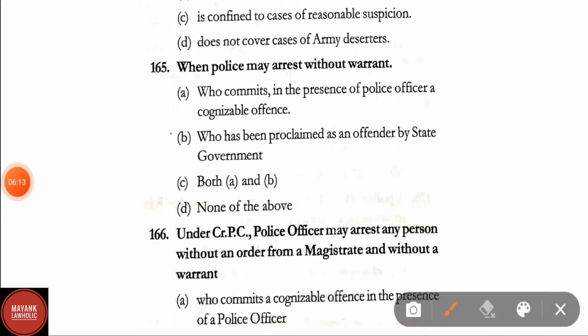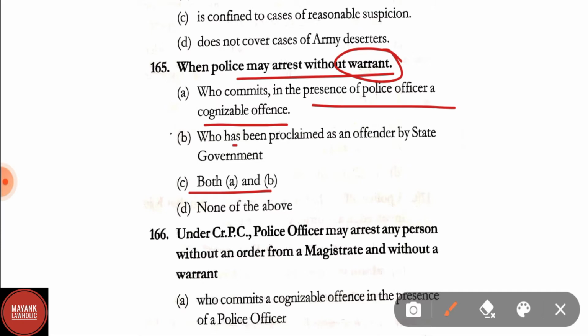Question number 165. When may police arrest without warrant? Option A, who commits in the presence of a police officer a cognizable offence. Option B, who has been proclaimed as an offender by the state government. Option C, both A and B. Option D, none of the above. Here the correct answer is option C, that is both A and B. Who commits a cognizable offence in the presence of a police officer, who has been proclaimed as an offender by the state government, both A and B.